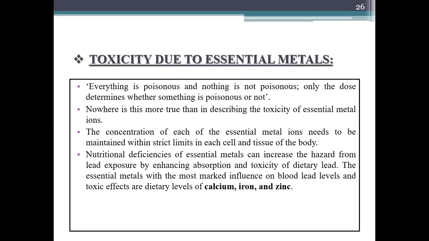Toxicity due to the essential metals. Everything is poisonous and nothing is not poisonous. Only the dose determines whether something is poisonous or not. Nowhere is this more true than in describing the toxicity of essential metal ions. The concentration of each metal ion needs to be maintained within strict limits in each cell and tissue of the body. Nutritional deficiencies of essential metals can increase the hazard from lead exposure by enhancing absorption and toxicity of dietary lead. The essential metals with the most marked influence on blood lead level and toxic effect are dietary levels of calcium, iron, and zinc.